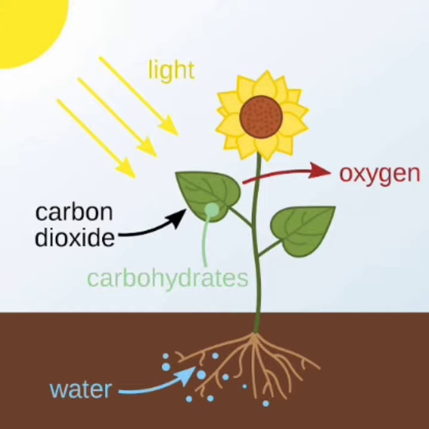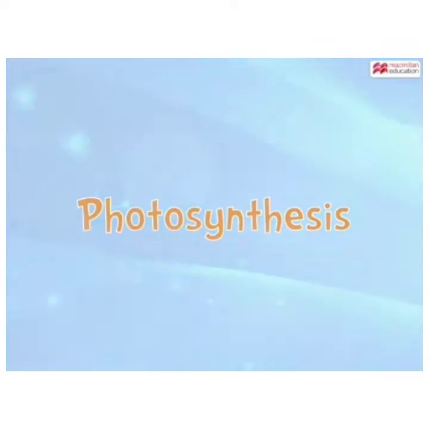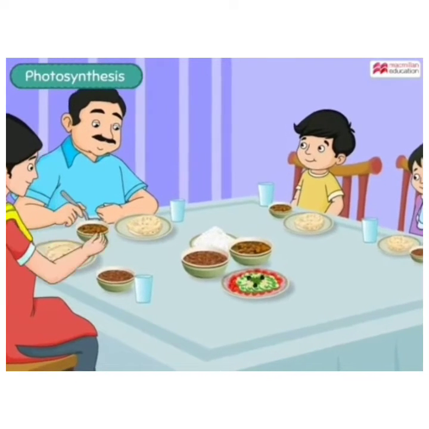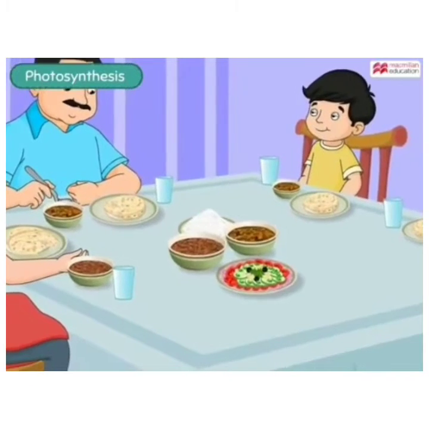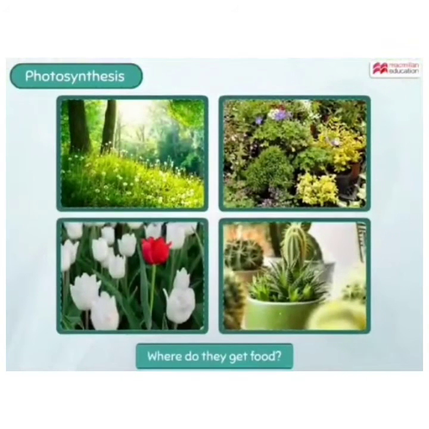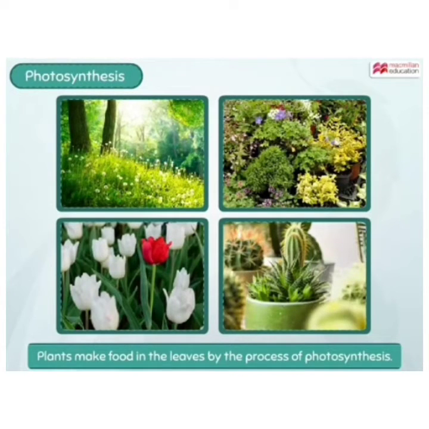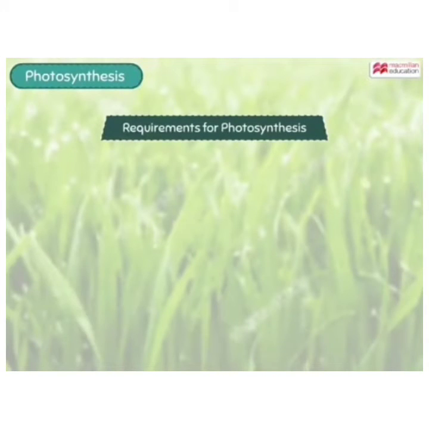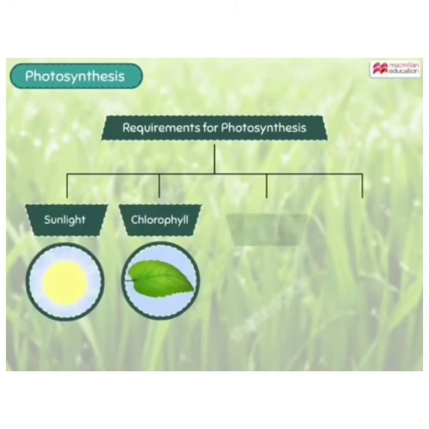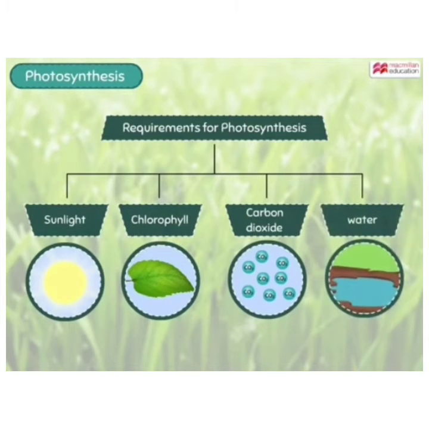Now let's see the video. Photosynthesis. We depend on plants for most of our food requirements. But what about plants? From where do they get food? Well, plants make food in the leaves by the process of photosynthesis. Important things needed to make photosynthesis are sunlight, chlorophyll, carbon dioxide and water.